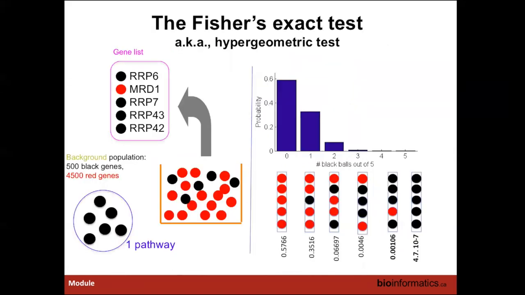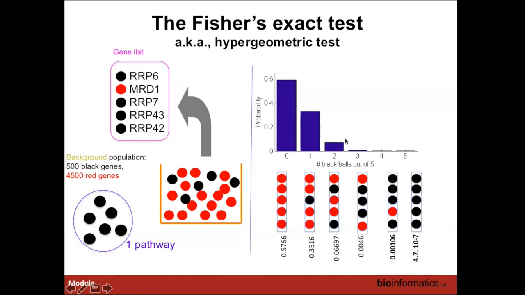The Fisher's exact test is better understood with red balls and black balls. And if you want something trivial, you can imagine that they are M&Ms. So we have 5,000 genes in total, and only 500 are black. We can say that the black genes represent one biological pathway. Now we do one random draw, and what we get is four black balls and one red. We know intuitively that it's not easy to get four black genes in one draw, because we have many more red genes in the box. So now we want to calculate a p-value associated with this result.